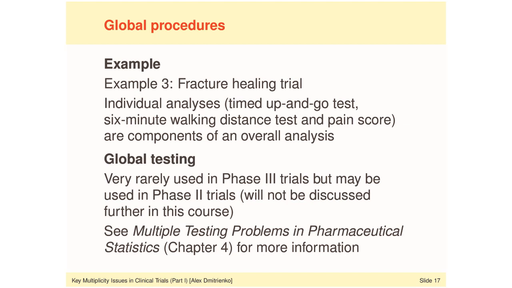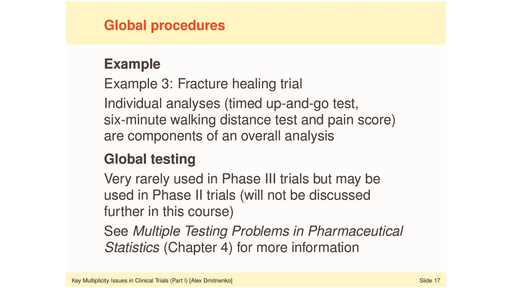In other settings, this global testing approach is applied when multiple endpoints are biologically related to each other, and they may be viewed as individual aspects of a single variable with a complex structure. This would be the case, for example, in clinical trials for the treatment of rheumatoid arthritis or other autoimmune diseases. We will not be discussing this global testing approach in this course, mainly because it is very uncommon to see it used in confirmatory clinical trials.